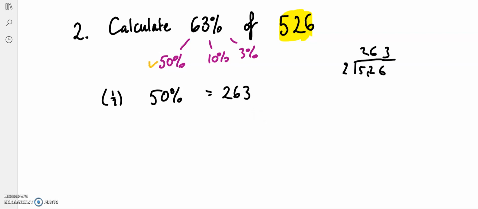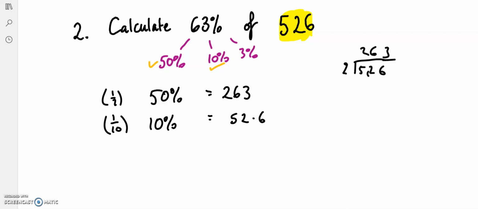Okay, I need my 10%. Remember 10% is a tenth. So if I divide 526 by 10, that's going to become 52.6. Okay, so I've got my 10%. Right, I need to figure out my 3%.